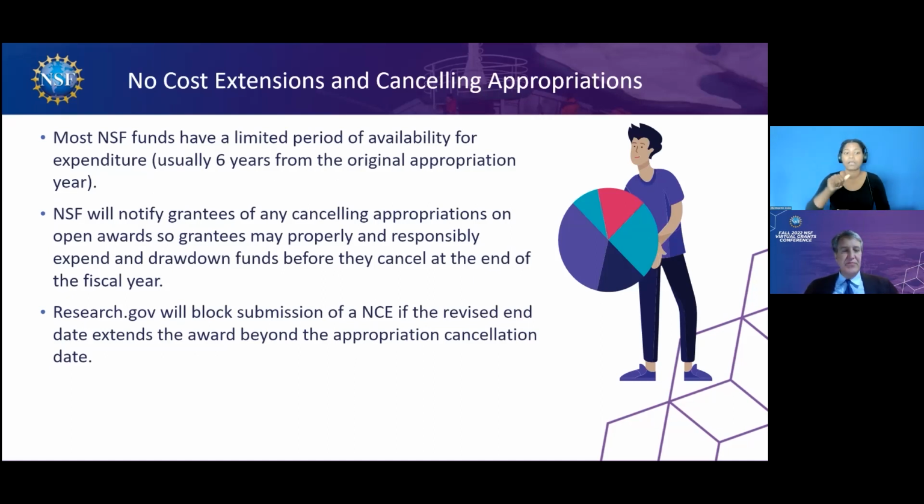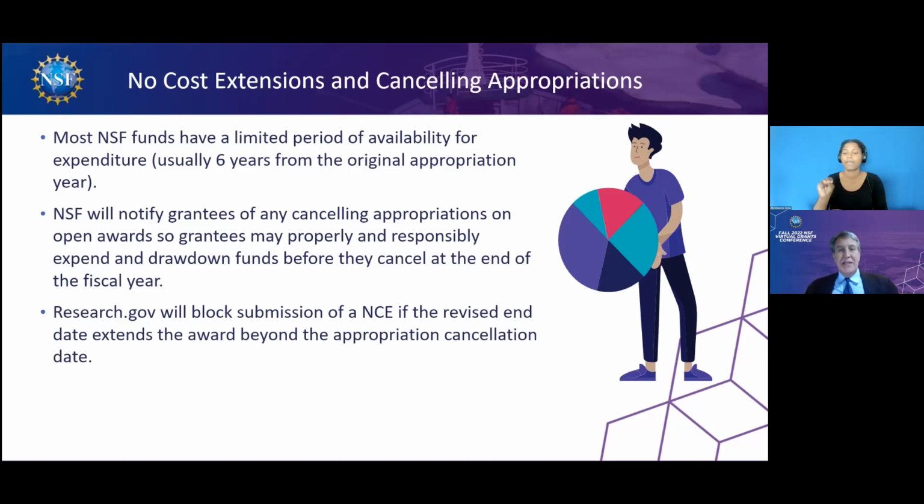Canceling appropriations. So NSF funding is not good forever. That's first and foremost. Congress has put limitations on the funding that we actually give to awardee organizations. Based upon appropriation law, that period of performance is generally 6 years from the date that we originally issue that award. So that means any new awards that we made in fiscal year 22 using fiscal year 22 funds will expire, or cancel, in fiscal year 28, at the end of September 30 of 2028.